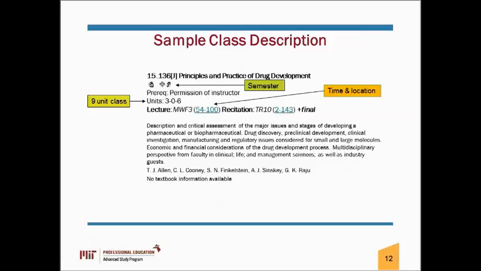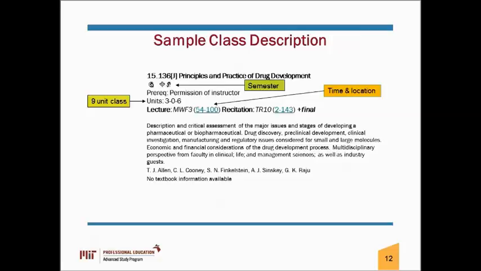And next to it will be one or two symbols, a leaf and or a flower. The leaf indicates that the class is offered in the fall, the flower that it's offered in the spring. If you see just one of those symbols, it's offered only that one semester. If you see both, it's typically offered both semesters.